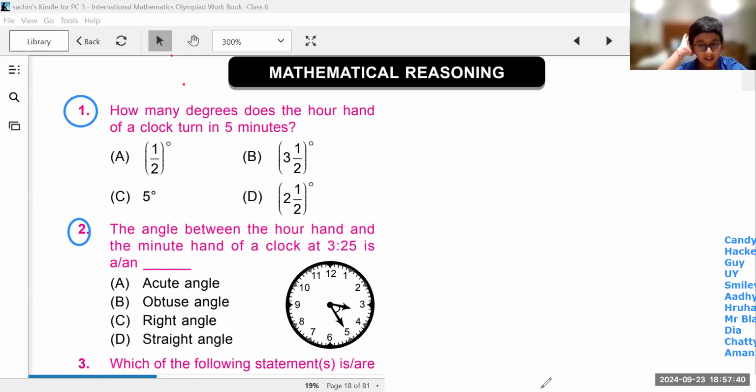In 5 minutes, how much does the hour hand turn? I think when we started this chapter, I explained this concept to you. Yes, sir. I think I remember.